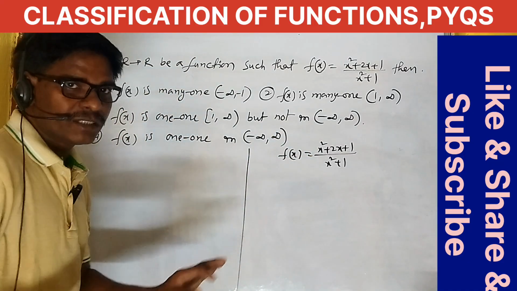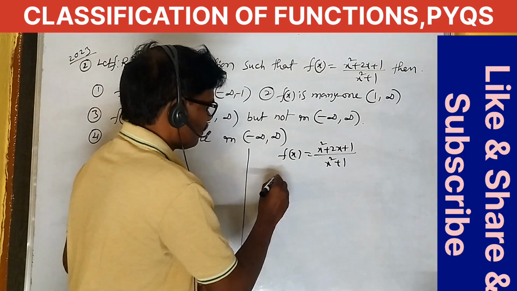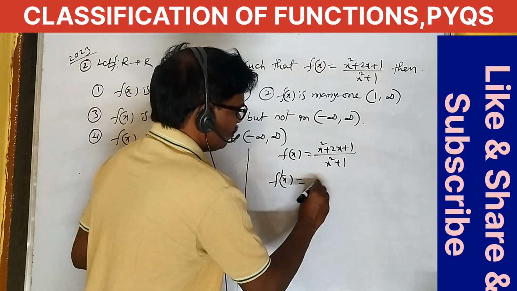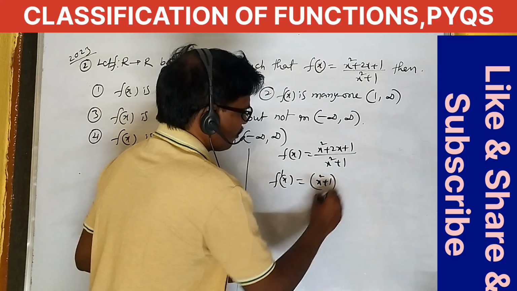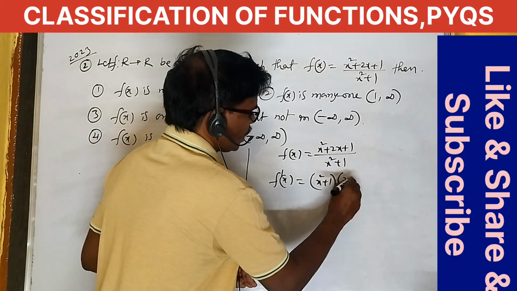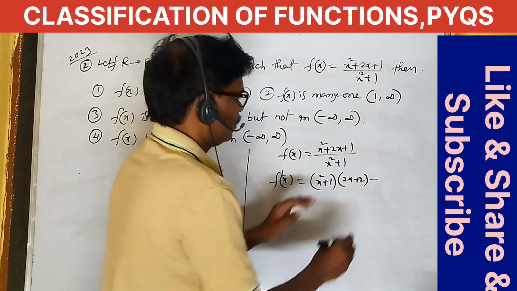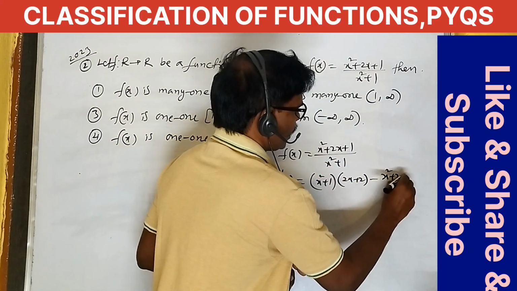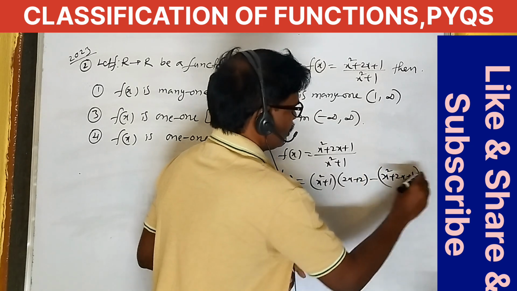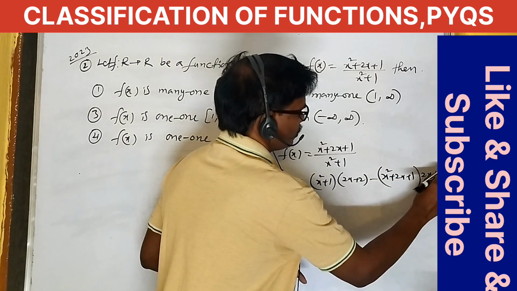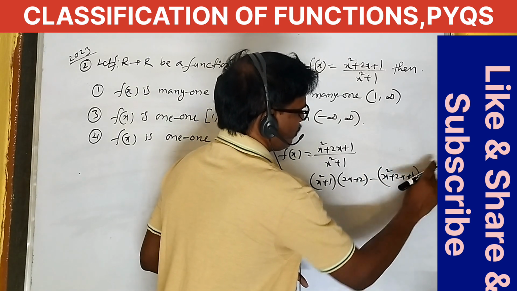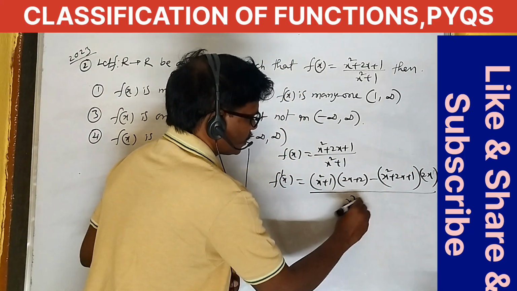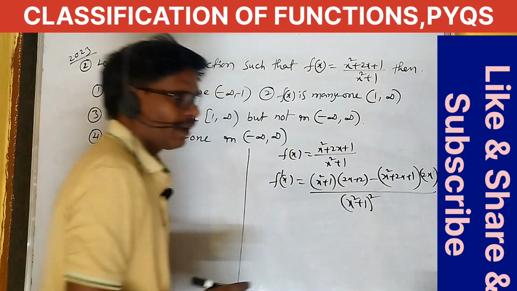Check the one-one function, which means differentiating the function. Differentiation means f dash of x is equal to the u by v formula. Here u by v is x square plus 1 times the derivative of u, which is 2x plus 2, minus x square plus 2x plus 1 times the derivative of x square, which is 2x, and the derivative of 1 is 0, over the whole square of x square plus 1.